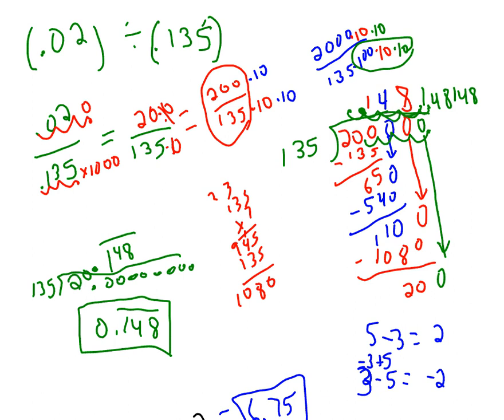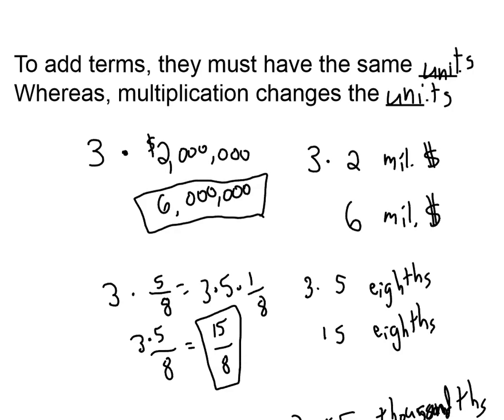So having completed multiplication and division, let's move on to addition and subtraction. 0.02 plus 0.135. Now we started with our basic lesson that to add, terms must have the same units.